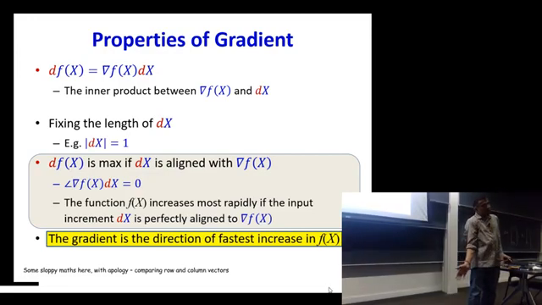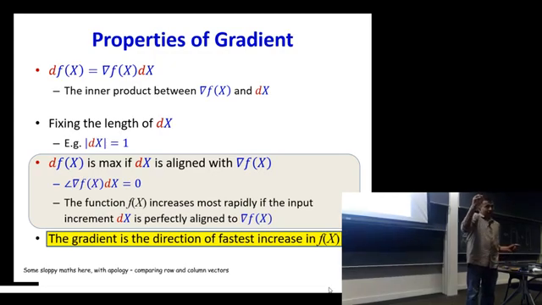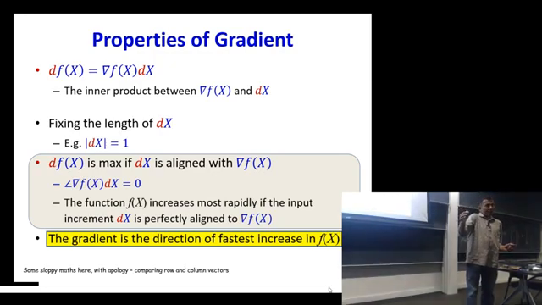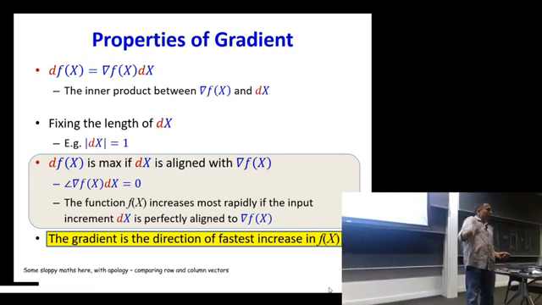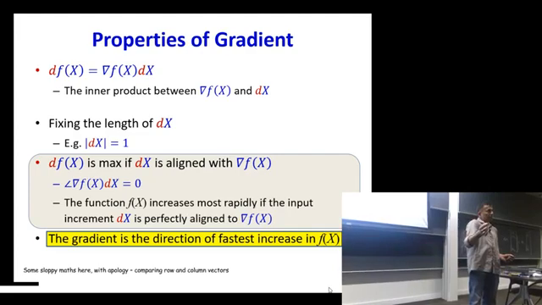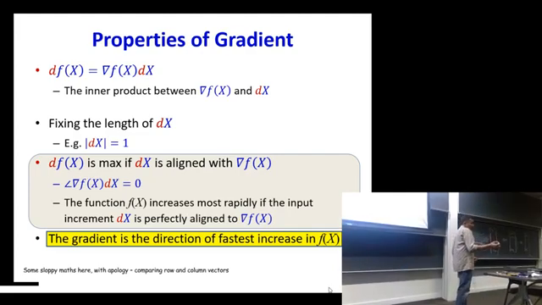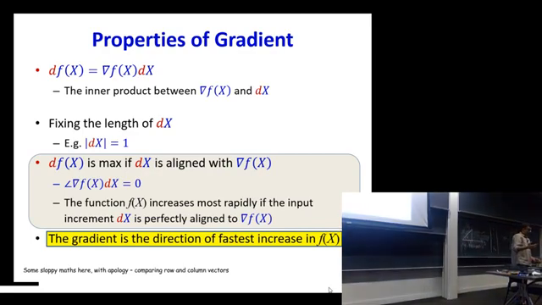As I change the delta x, so let's say I fix the length of my increment, delta x. As delta x rotates, at which point is this inner product going to be maximum? When they're both exactly in the same direction. So what does this tell you about the gradient? It's the direction in which you must travel for the fastest increase in y. Correct? So the gradient of a function is simply the direction of the fastest increase in f of x.